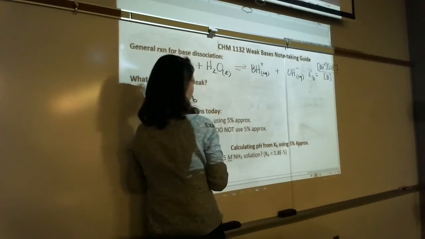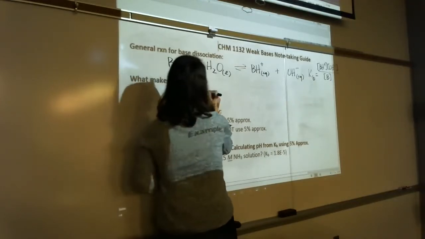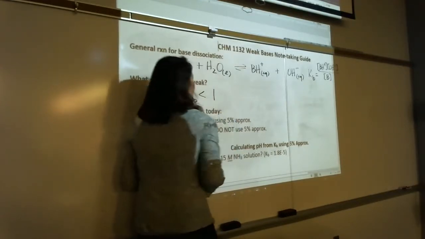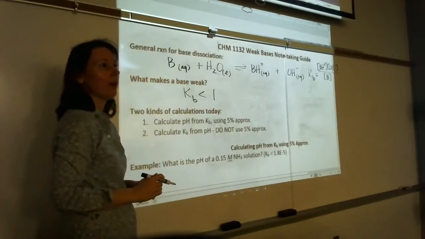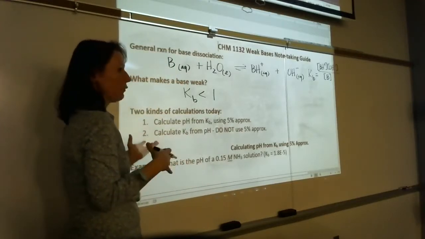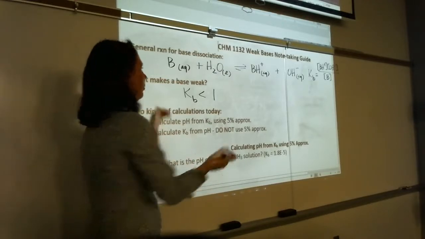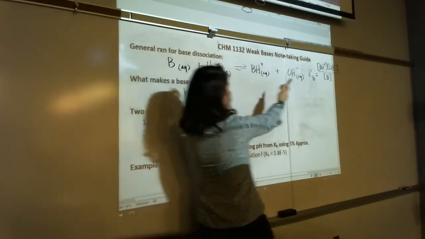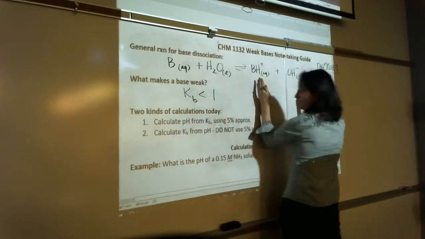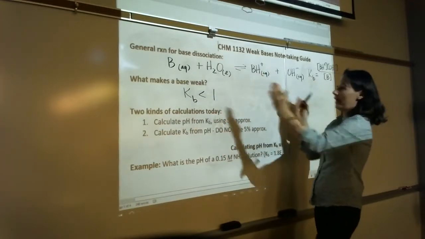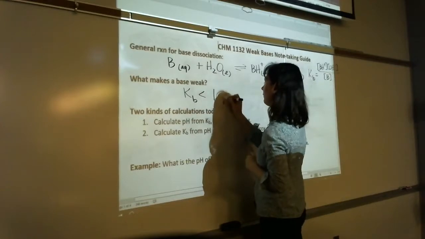Kb is what? Less than 1, I heard someone say it. Right? So at equilibrium, where is the equilibrium? Reactant favored or product favored? At equilibrium, do I have mostly this or do I have mostly this for a weak base? Reactant favored, right? Reactant favored.